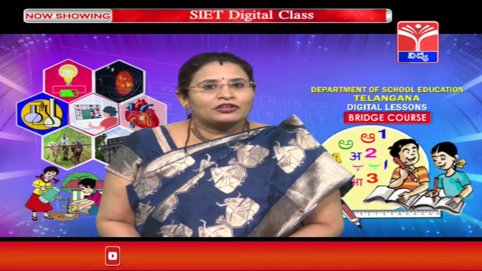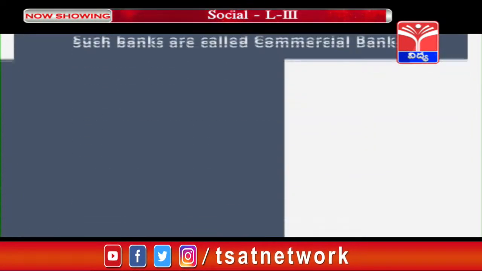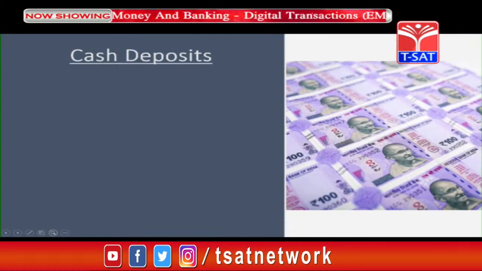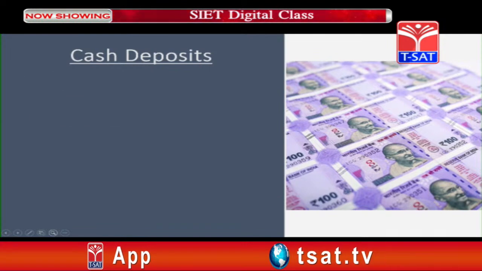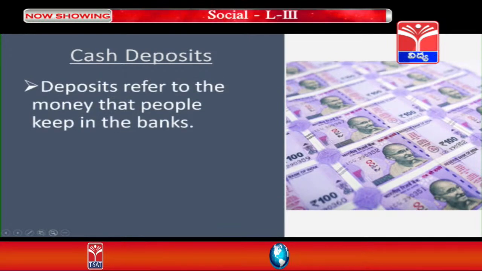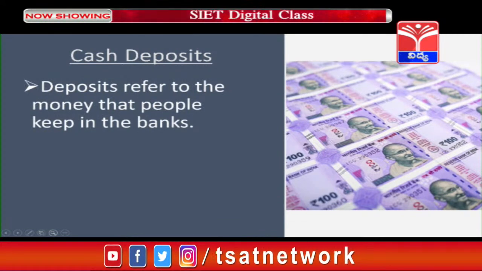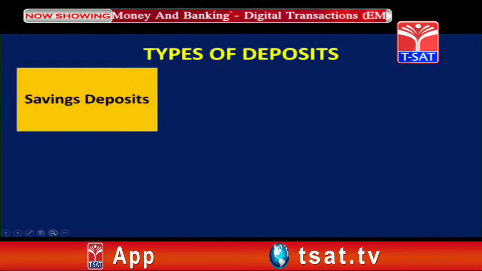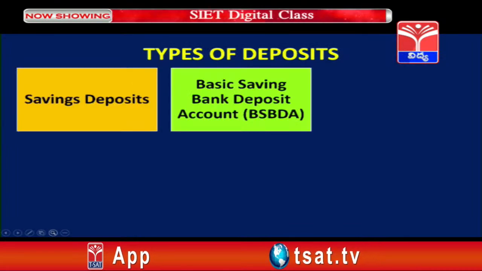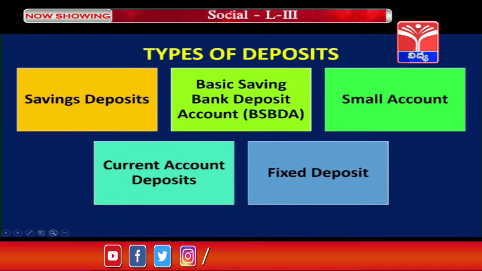So, such banks which are doing all these services are called commercial banks. Now, children, what is the main thing that we do in the banks? Yes, the main purpose is to deposit cash. Deposits refer to the money that we keep in the banks. The money which we go and keep in the banks is called deposits, and there are different types of deposits: savings deposits, basic savings bank deposit account, small account, current account deposits and fixed deposit.